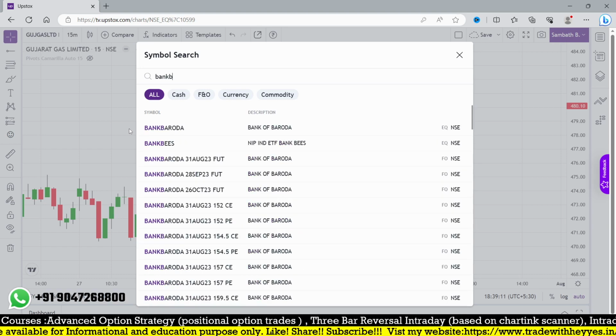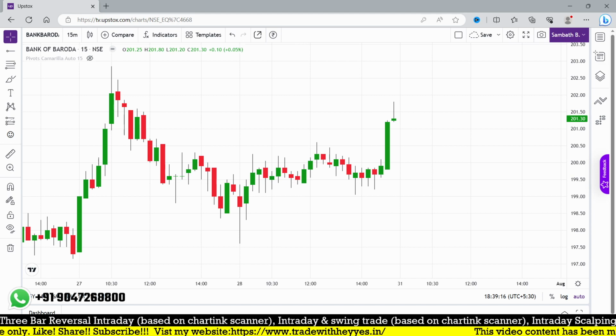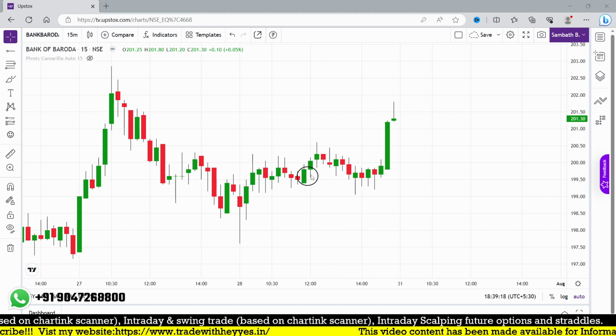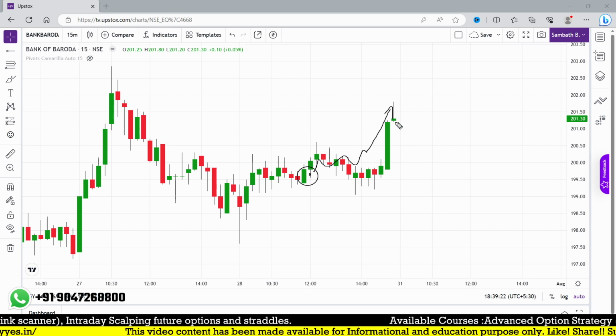So let me go for Bank of Baroda. At this point of 11:15, you can look at this 11:15. Here it is a trend change. And finally, that stock also moves to the top.